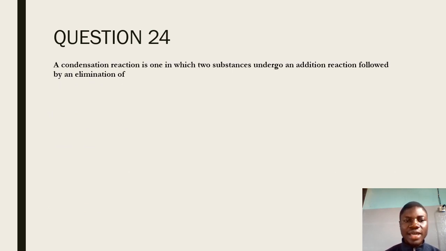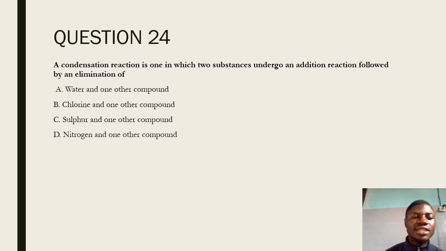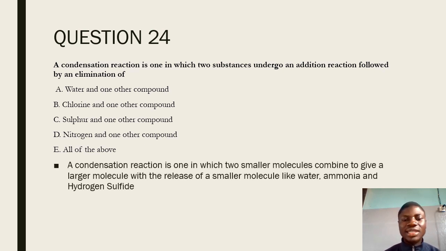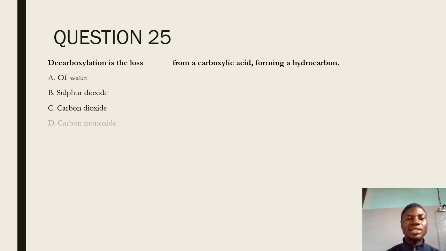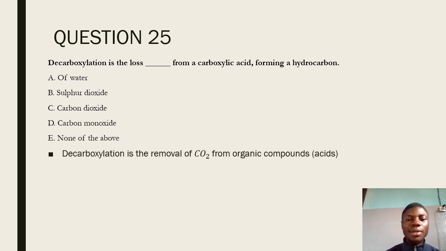Question 24. A condensation reaction is a reaction in which two substances undergo an addition reaction followed by the elimination of. A condensation reaction is a reaction whereby two smaller molecules combine to give a larger molecule with the release of a smaller molecule like water, ammonia, and hydrogen sulfide. So it therefore means that the best answer in this case is going to be A. And question 25 says, decarboxylation is the loss of dash from a carboxylic acid. So decarboxylation is the removal of carbon dioxide from an organic acid. It therefore implies that the best answer is going to be C.